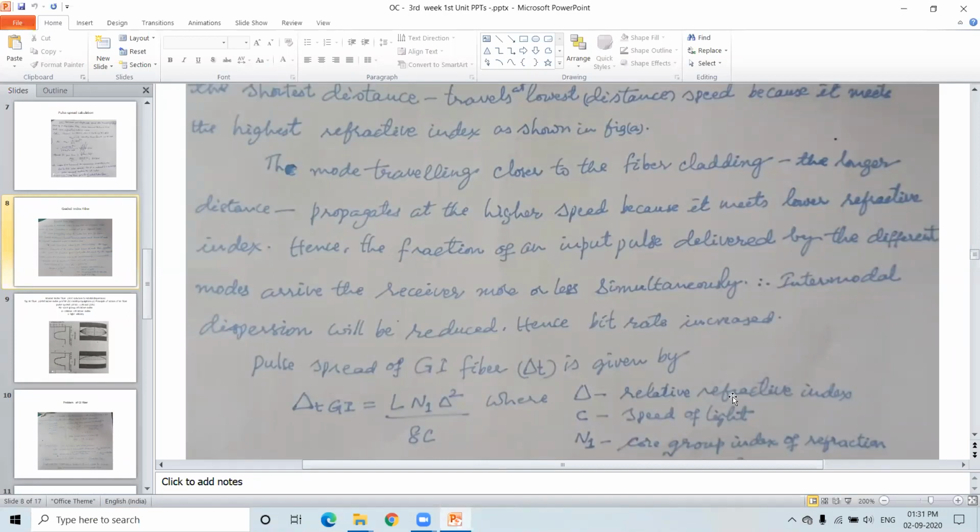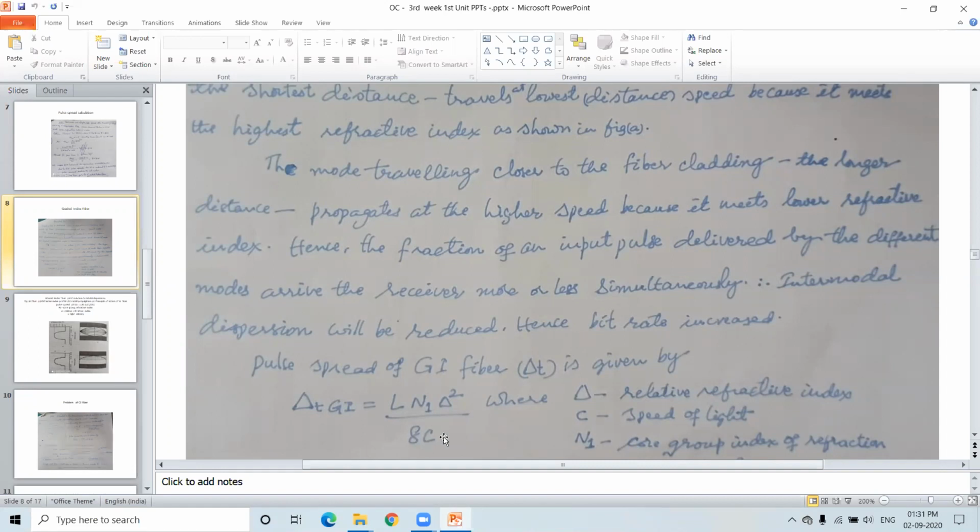And delta is the relative refractive index. How can you define this delta? Already you know that numerical aperture is equal to N1 into root over 2 delta. Already we defined that. So that is the relative refractive index, given by N1 minus N2 by N1. Sometimes it may also be written as N. So please see, N1 minus N2 by N1 is the relative refractive index.